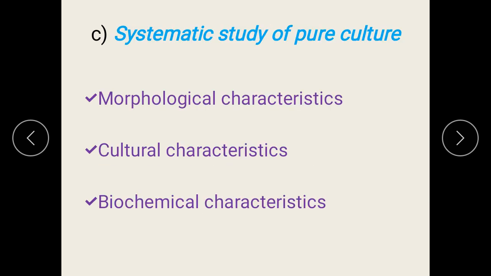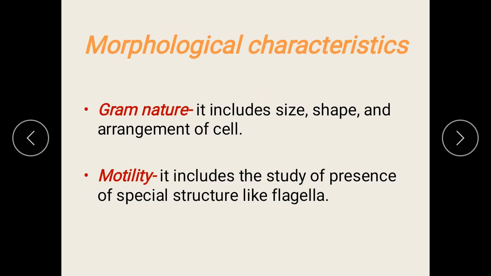After the strain is purified or isolated, its morphological characteristics, its cultural characteristics and its biochemical characteristics are studied. So what are the morphological characteristics? The first is the gram nature. It includes its size, shape and arrangement of the cell. And the motility includes the study of the presence of special structures like flagella.